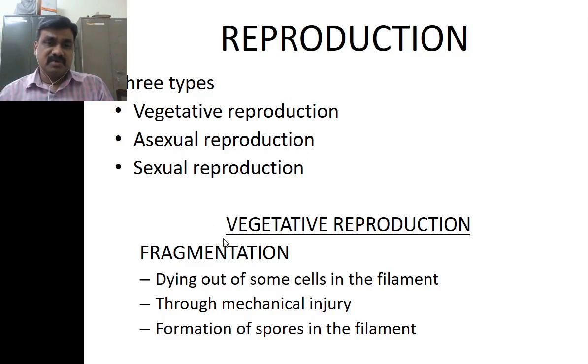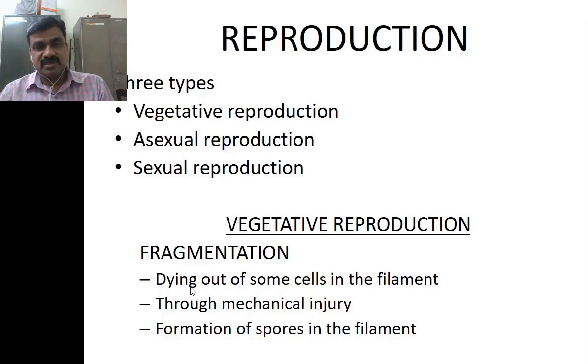Vegetative reproduction is the most common method of reproduction, and it takes place by means of fragmentation. Fragmentation is nothing but the breakdown of the filament into several pieces. Each segment, called a fragment, has the capacity to develop into a new individual plant. Why does fragmentation occur? It occurs due to the following reasons.